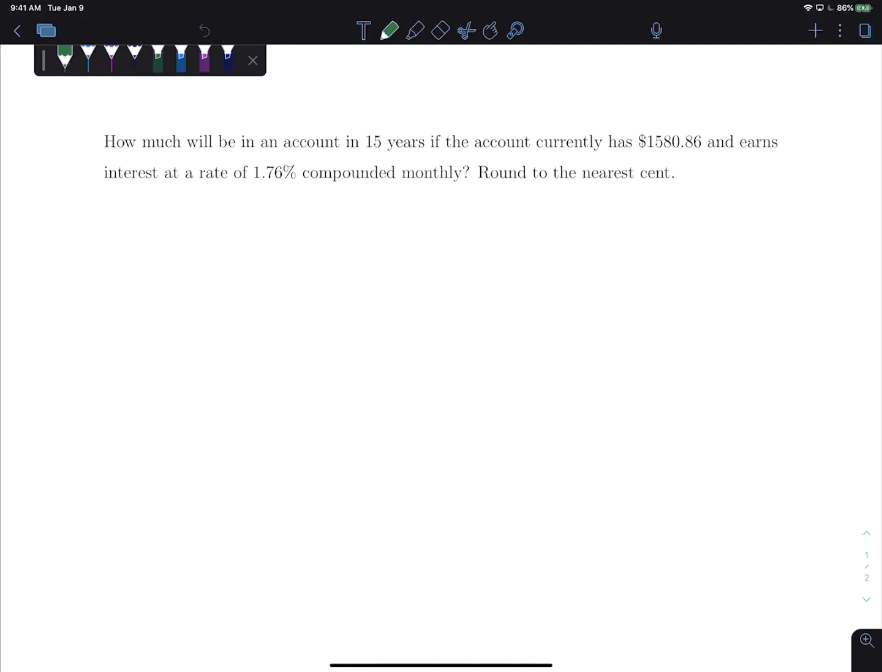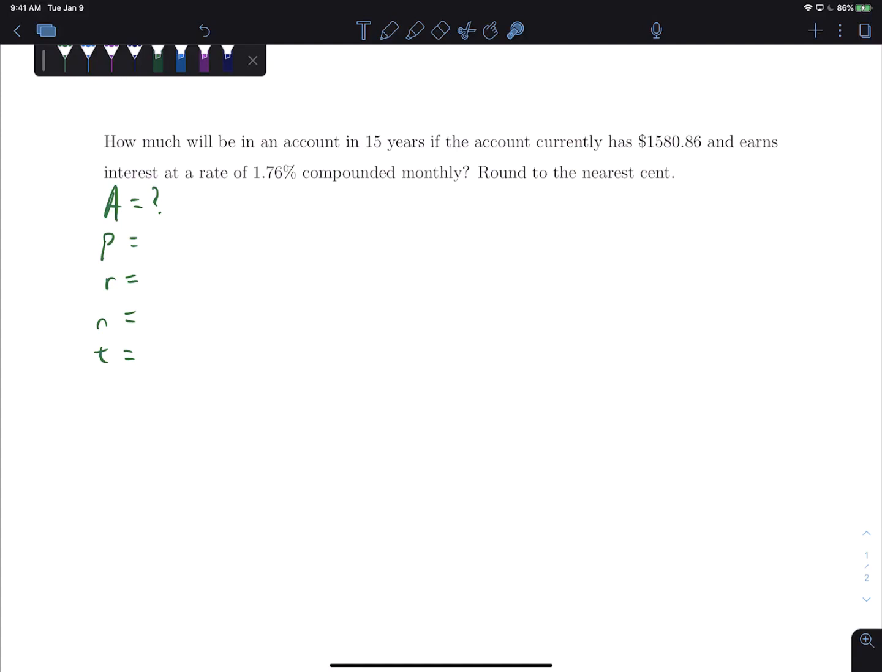Okay, so when you're dealing with compound interest, which is what this is, we have 5 different variables: A, P, R, and T. Notice that it says how much will be in an account in 15 years. That tells me that I don't know what the future value is going to be. That's what we want to figure out.